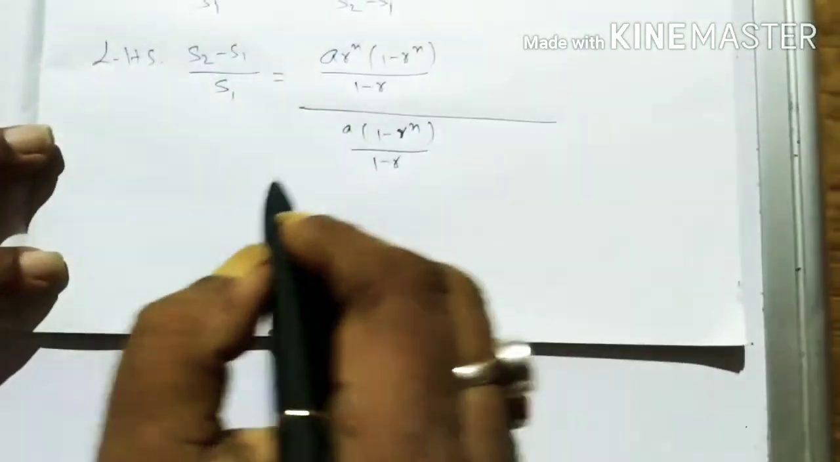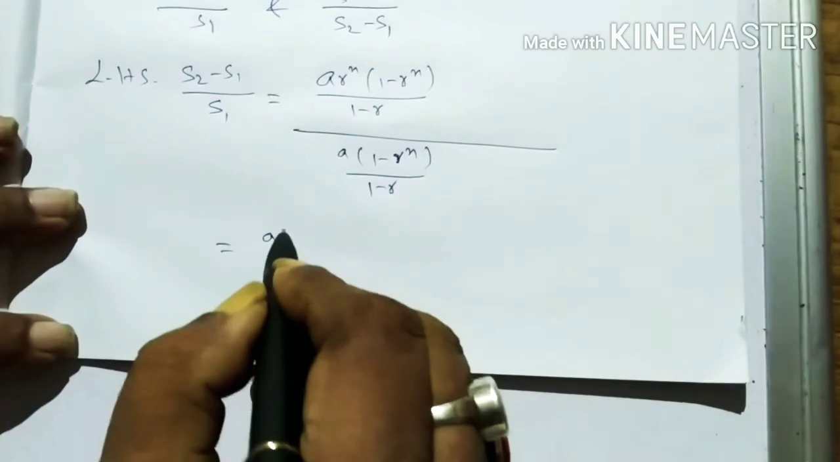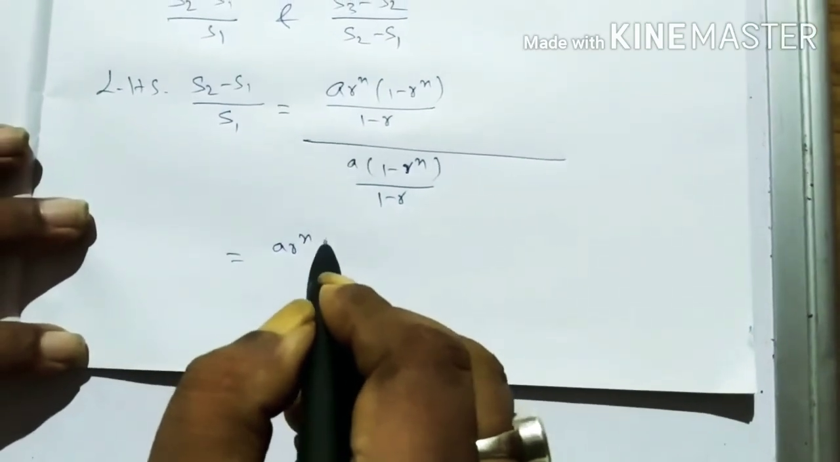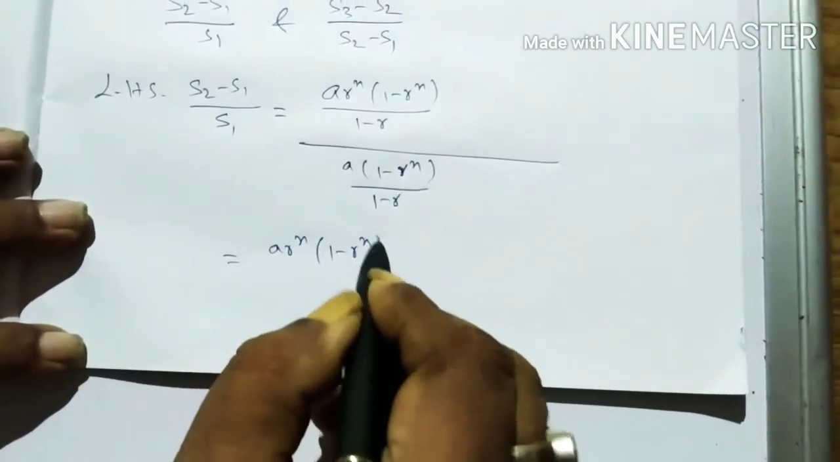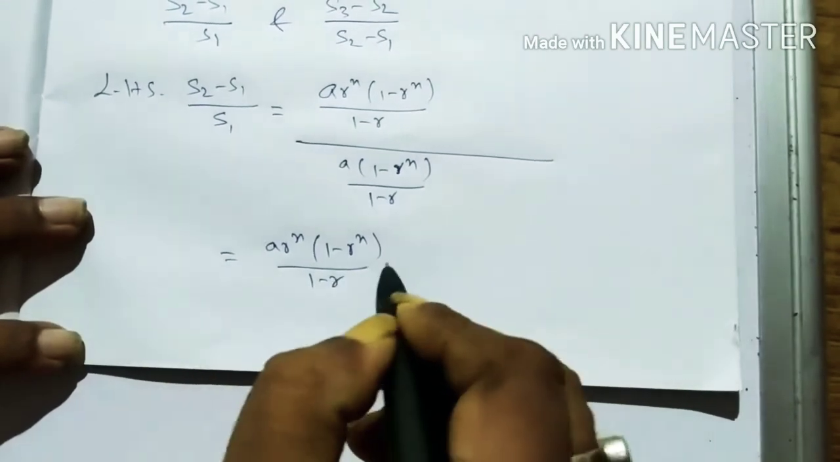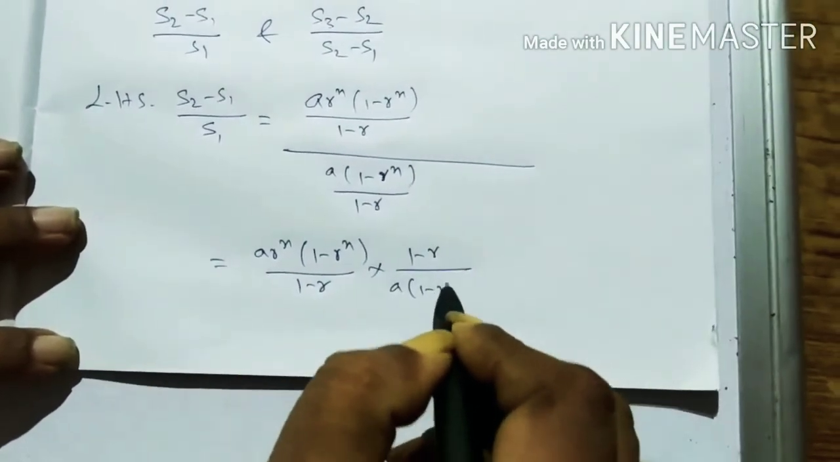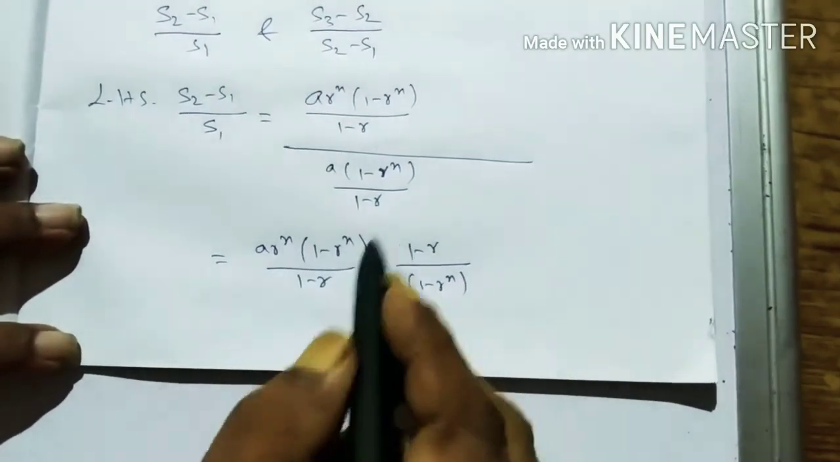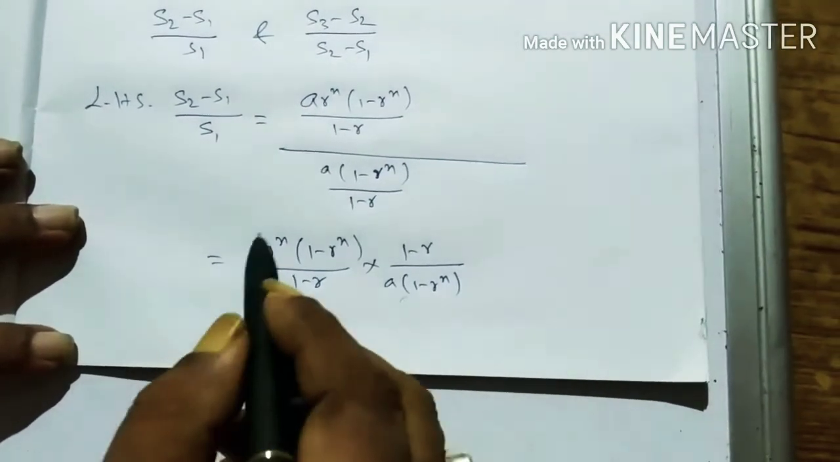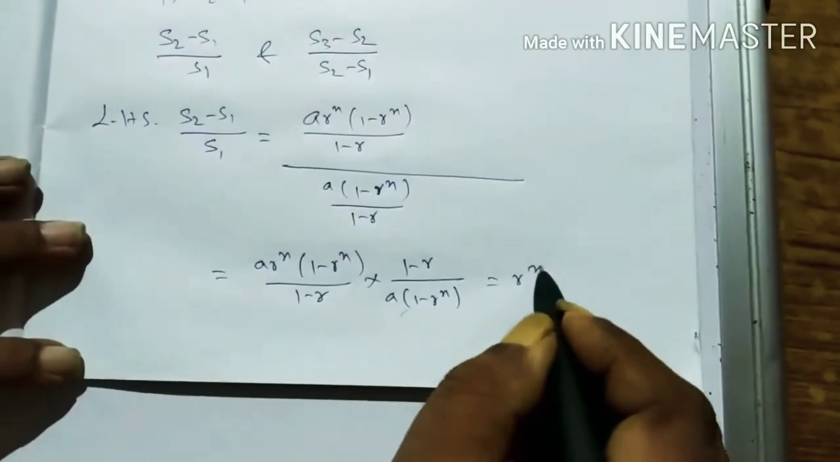So what happens here? In this, A r to the power of n, 1 minus r to the power of n by 1 minus r, into 1 minus r by A(1 minus r to the power of n). You see this cancels out, this cancels out, A cancels out, only r to the power of n remains. Now I am going to do the other part.